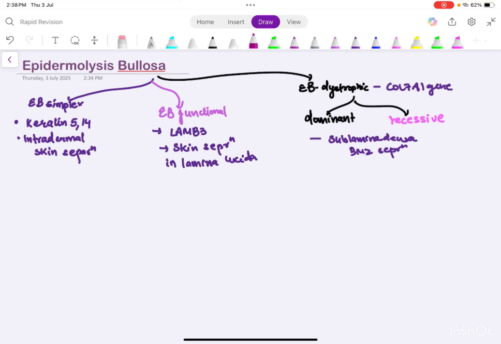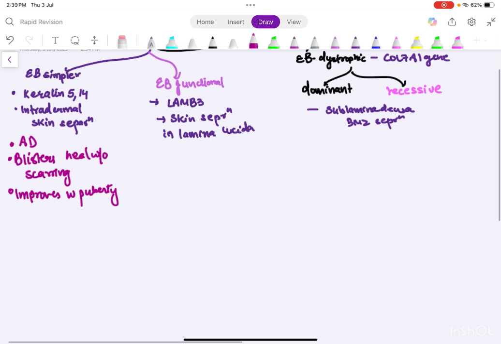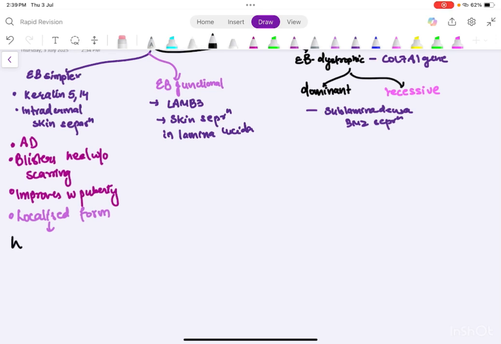For features, you should know that epidermolysis bullosa simplex is autosomal dominant. The blisters heal without scarring, and it improves with puberty. The next important point is that its localized form is called Weber-Cockayne syndrome. Oral manifestations are rare.